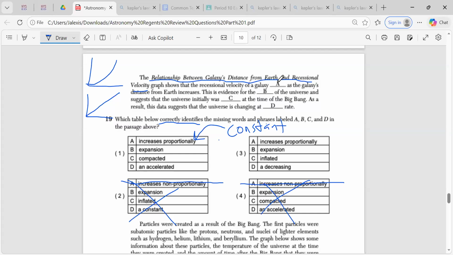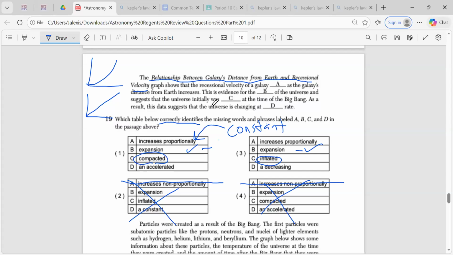So we know that A is going to be increased proportionally as the galaxy distance from Earth increases. This is evidence for the expansion of the universe. One and three both have expansion. So we know B is expansion of the universe. This is evidence for the expansion of the universe and suggests that the universe was blank. Was it initially inflated or was it compacted?